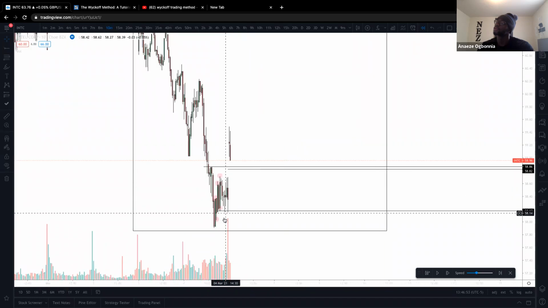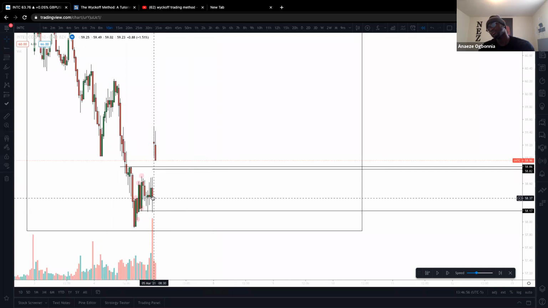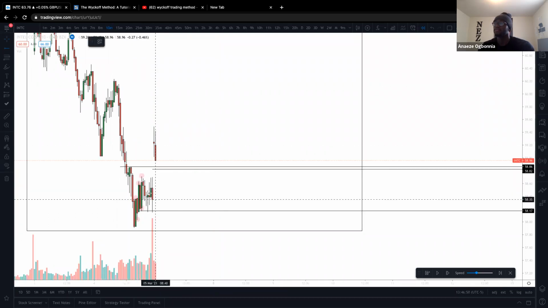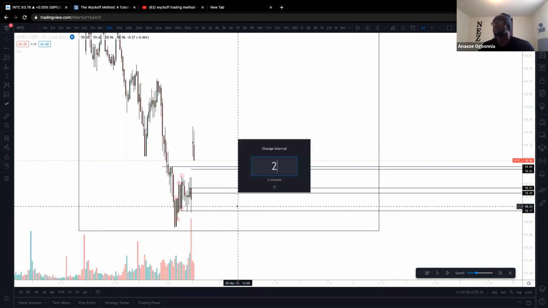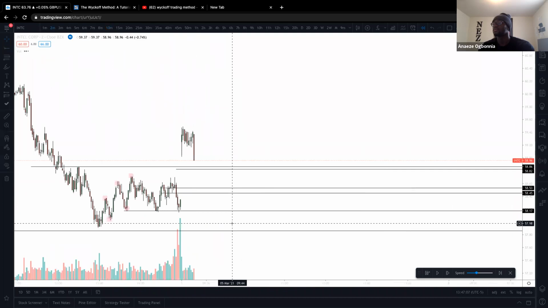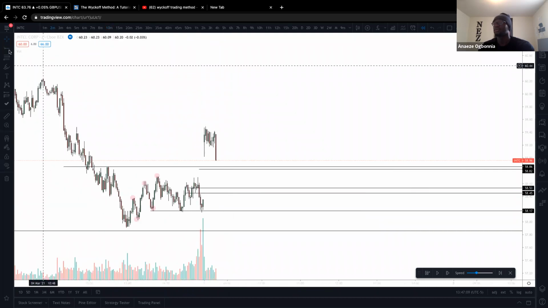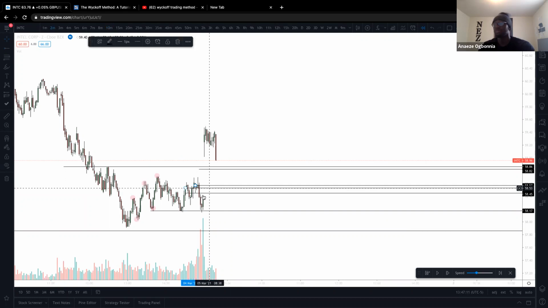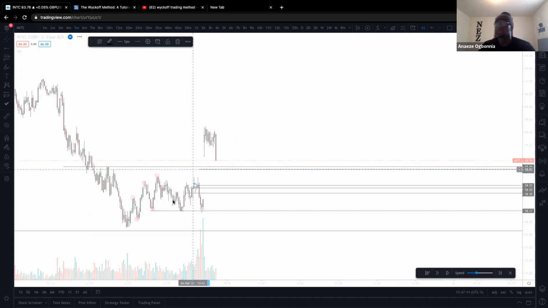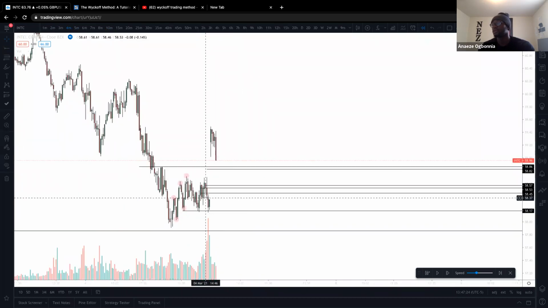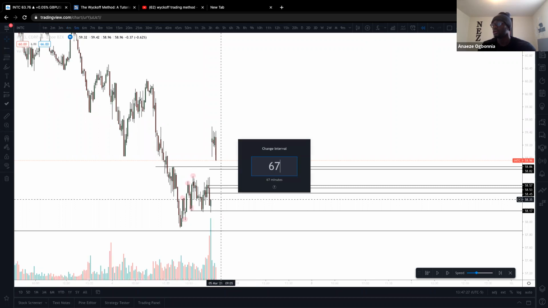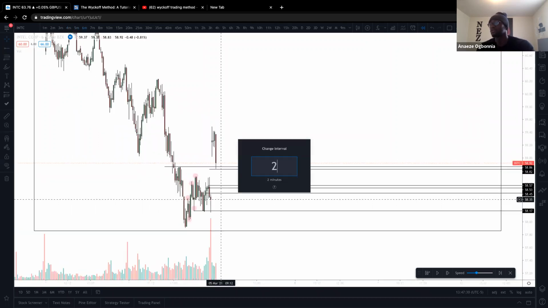This is a mitigation candle. Okay. I'm going to take the 50. I'm going to take the body. All right. So we have a breaker. Okay. So that's the breaker. If you go to the 5 minute, this is what we have. We have another breaker here. And yeah, we just have a bunch of breakers.